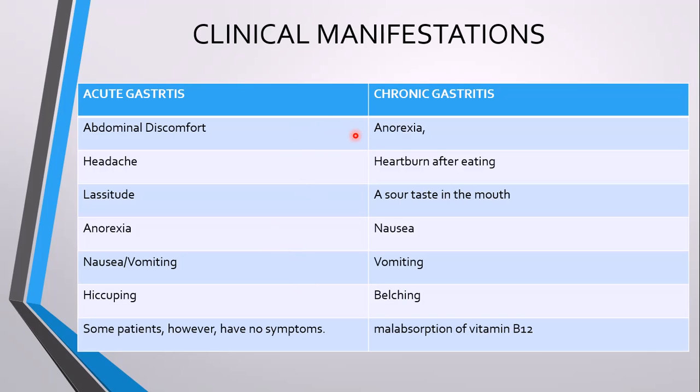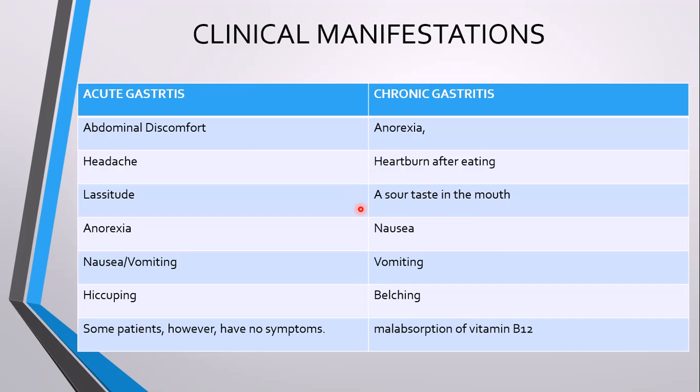They'll be having anorexia over here. When you're having terrible discomfort in your stomach, you won't be feeling like eating, right? So anorexia. Then heartburn after eating. Why are we having heartburn? So heartburn is basically related to the HCl. So that HCl and bile, it gives that heartburn sensation, and a sour taste in the mouth.